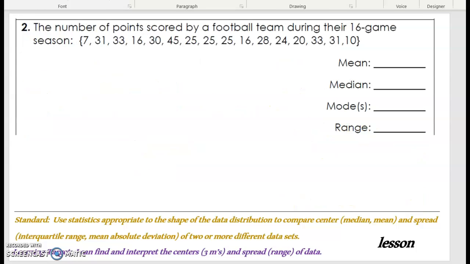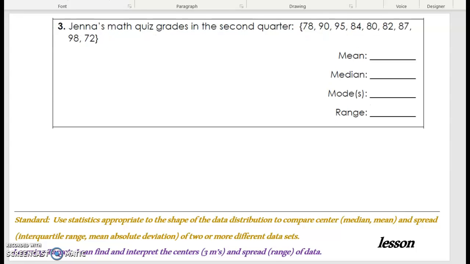Example 2 is actually going to be part of your homework, so I'll leave that one alone. But let's jump to example 3. So example 3, there are 1, 2, 3, 4, 5, 6, 7, 8, 9 math quiz grades for Jenna. So Jenna has 9 quiz grades.